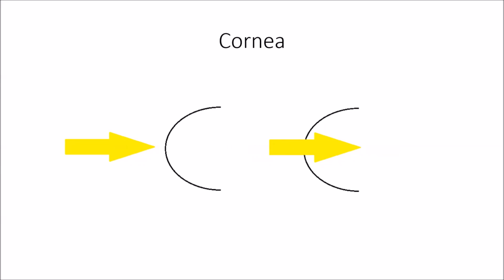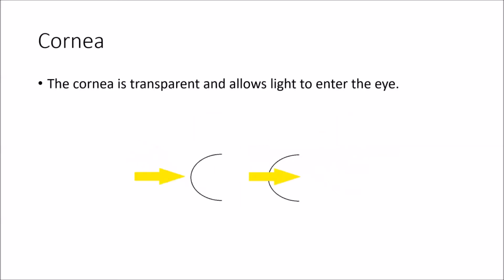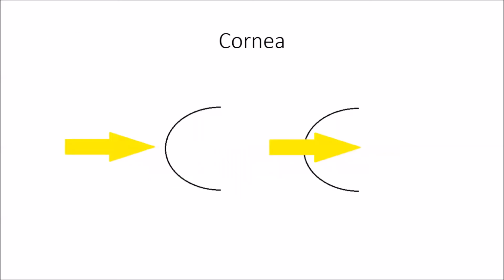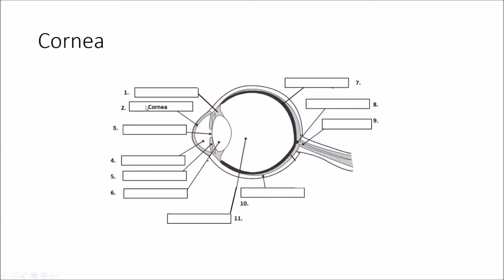But we'll talk more about the retina and the other parts of the eye as we continue on in the PowerPoint. Okay, so the first thing for you guys to remember or to take note of: the cornea is transparent and allows light to enter the eye. Next, we'll talk about the pupil and the iris. But before we move on to that, take note of where the cornea is. This right here is a transparent lining at the front of the eye, and that is going to allow light to enter the eye. So this right here is the cornea.